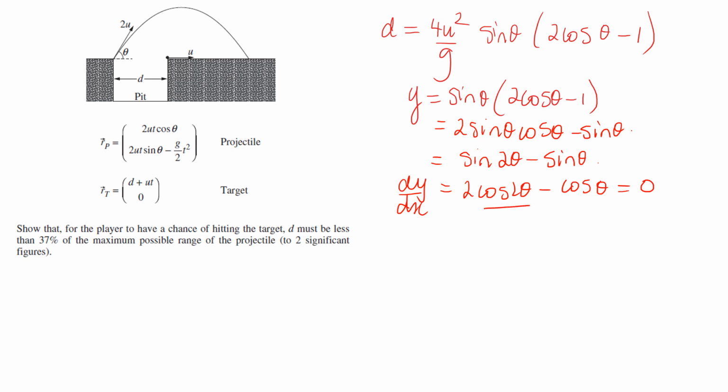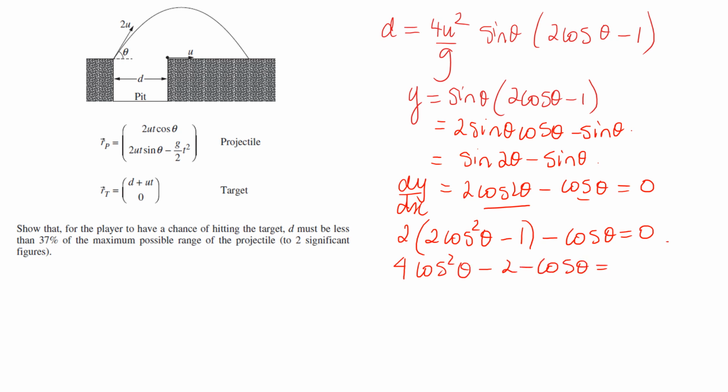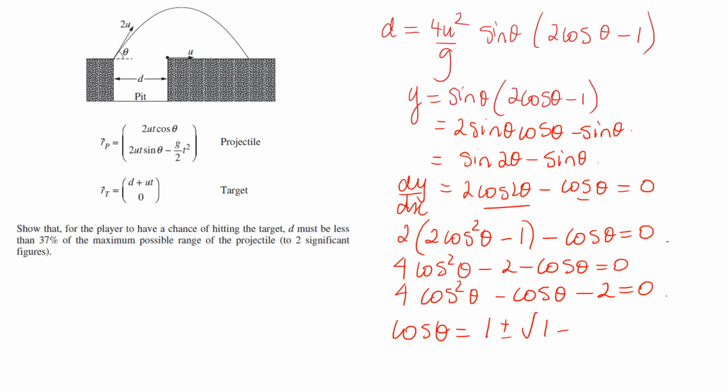Now I'm going to make a substitution in terms of cos. So 2 brackets 2 cos squared theta minus 1, take away cos theta is equal to 0. 4 cos squared theta take 2 take cos theta is equal to 0. We're going to have an equation that is reducible to a quadratic. I'm not going to make a substitution, I'm just going to do the quadratic formula. Cos theta is equal to negative b, so that's 1 plus or minus the square root of b squared minus 4 times a times c, all over 2a, which is 8.